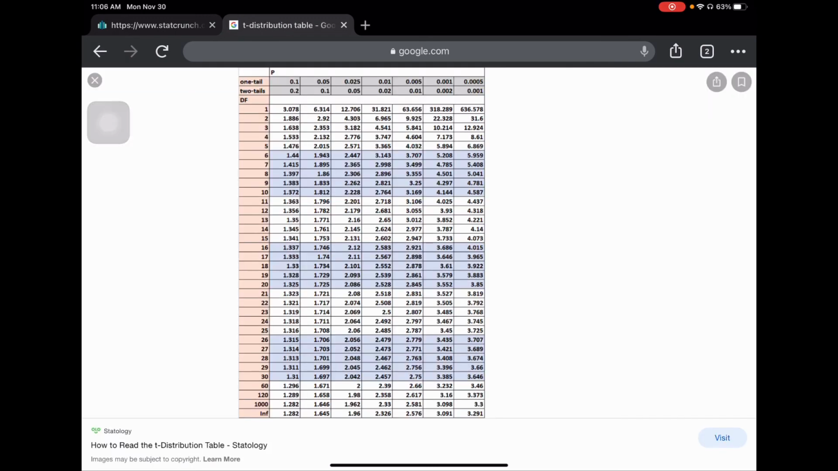Here is a t-distribution chart with degrees of freedom on the left-hand side and whether we're dealing with area in one tail or two tails and what the critical value would be. This can get pretty complex, which is one of the reasons why we are just allowing StatCrunch to be our calculator for us.